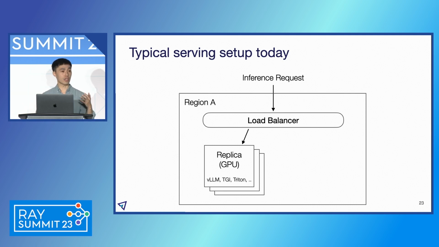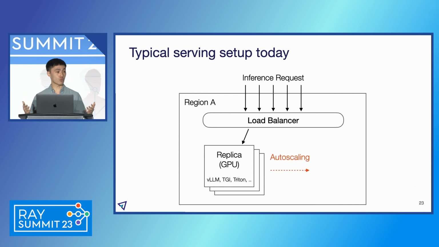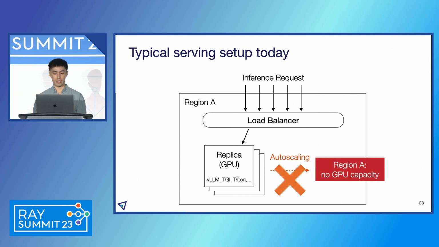And let's say if our generative AI is super successful, we are seeing a lot of new traffic. This may trigger an auto-scaling event. However, due to today's GPU shortage, this region may fail to provide GPU capacity. When this happens, the new traffic will see degraded performance.